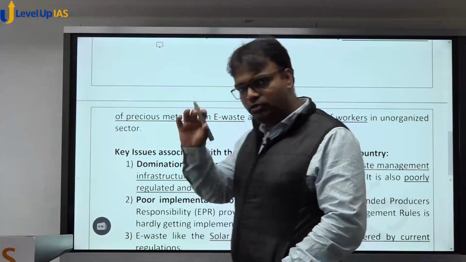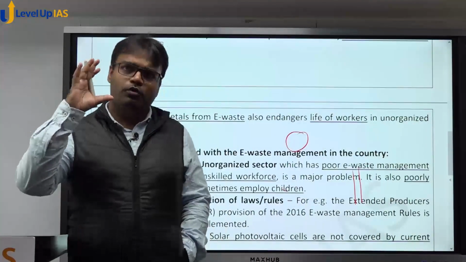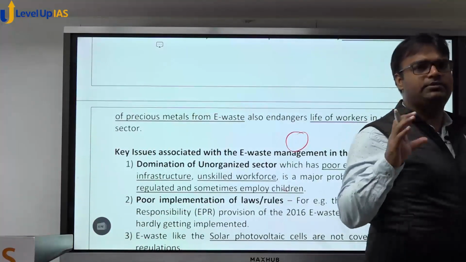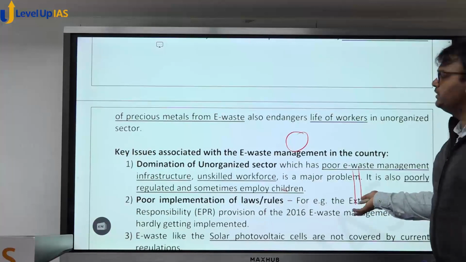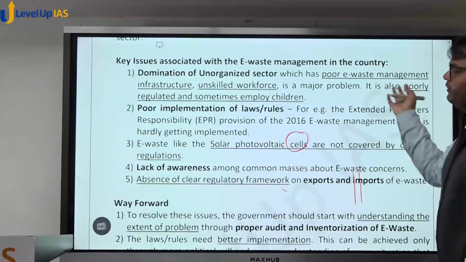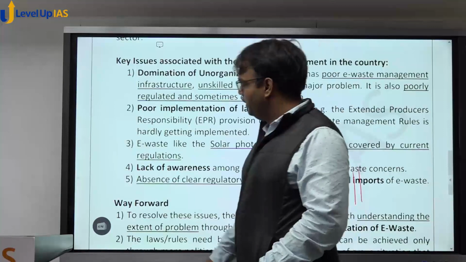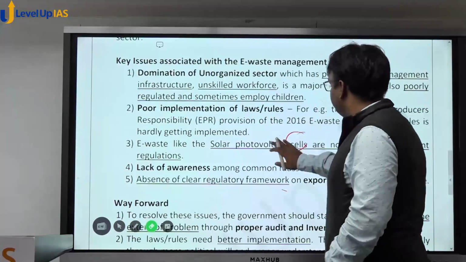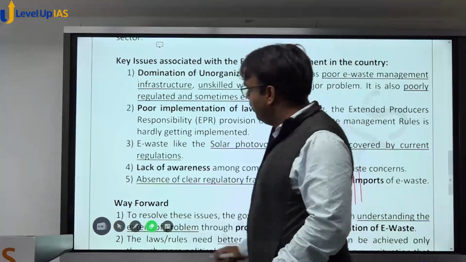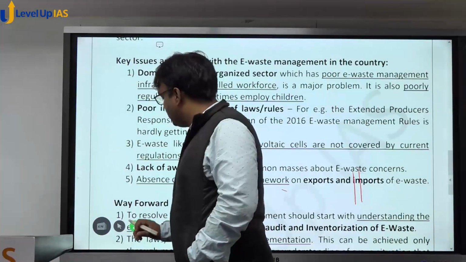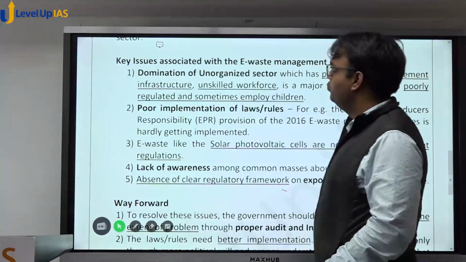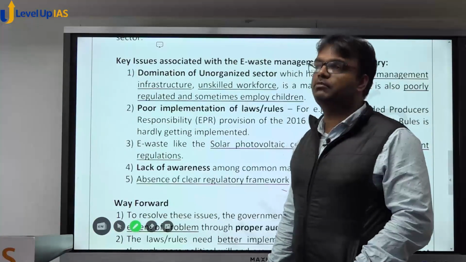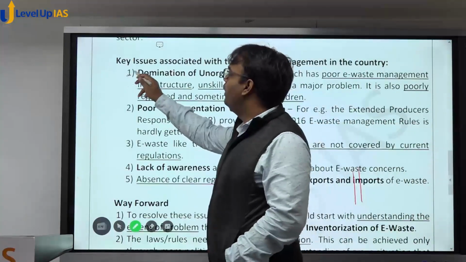We have so far discussed what should have been the intro. We have discussed what are the key reasons because of which e-waste generation takes place in India. Now, what are the key challenges? What are the key problems of e-waste management in the country? E-waste generation is happening. We should have a mechanism to deal with it. We have a mechanism to deal with it, but there are some challenges, some issues associated with those mechanisms. First is, in the e-waste management system of the country, there's a domination of the unorganized sector.